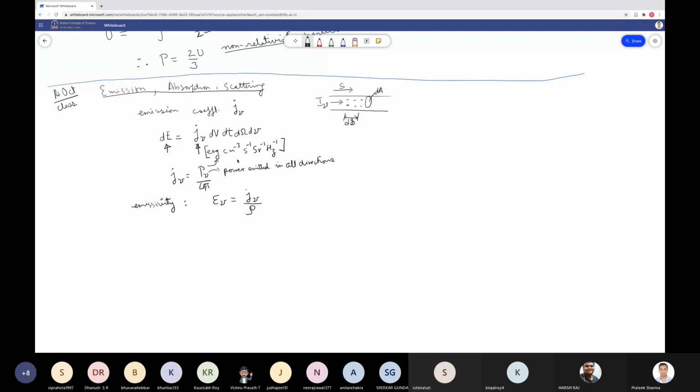You have to be careful about the units. This is sometimes defined as integrated over all solid angles. But all these are trivial things. Just be careful about the units when these different quantities are used.